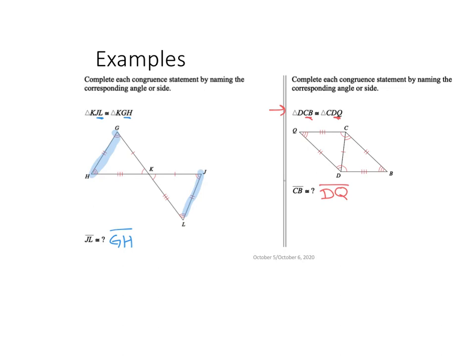So segment CB is right here. That has two lines through it, and we're looking for the other triangle, part of the triangle, that has two lines. And that would again be DQ.